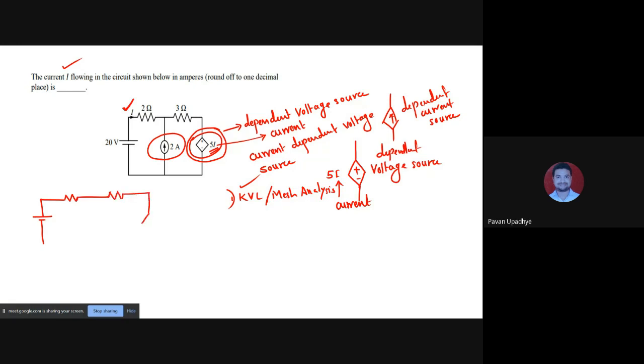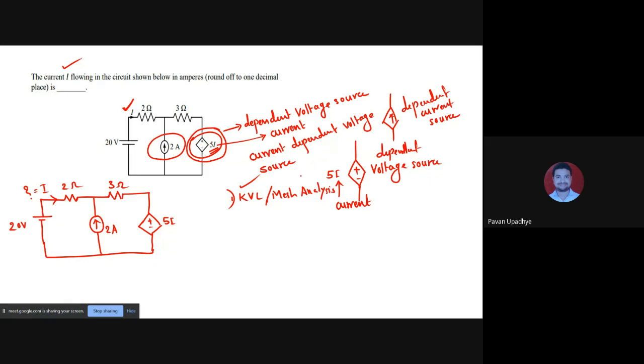I am redrawing it because I have already done many things in the available circuit. So to make it clearly visible to you again, I will redraw it. This was the simplest form of the circuit available, and 2 ohm. Here was some current I that is to be found out, and this is 20 volt. So let us start applying Kirchhoff voltage law.